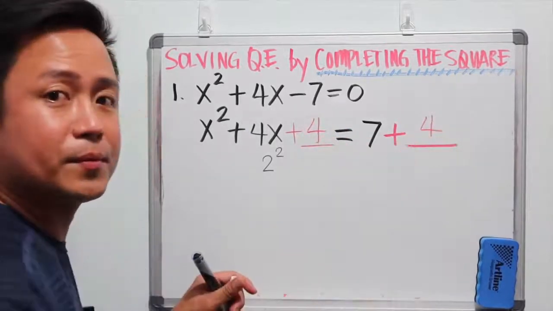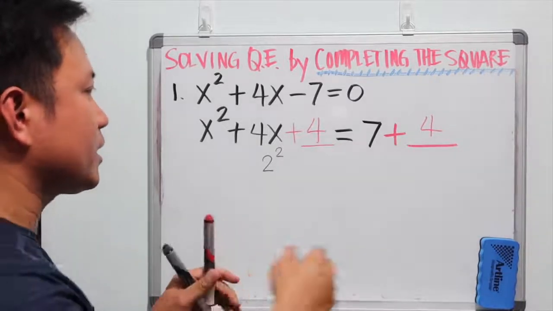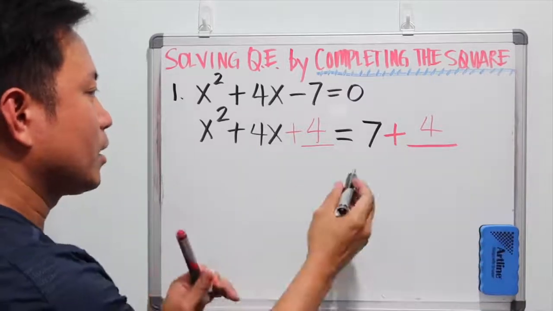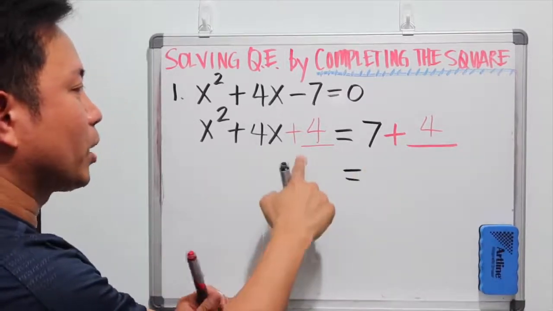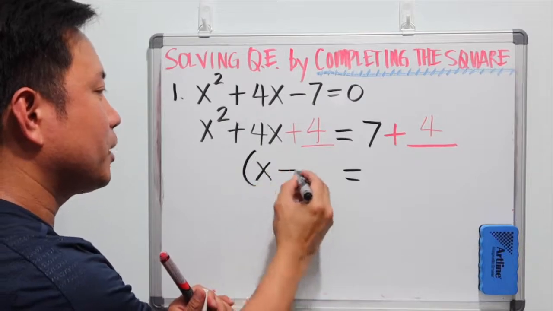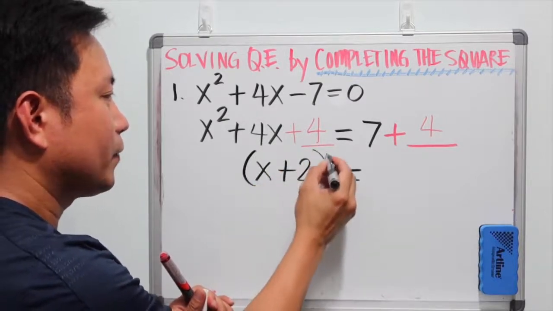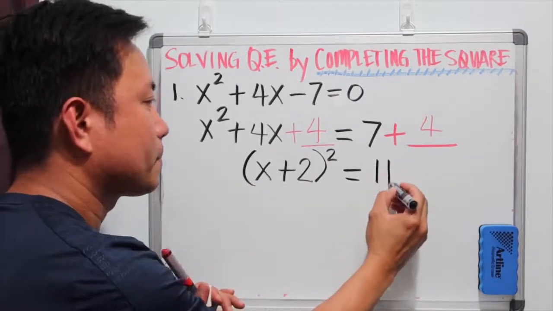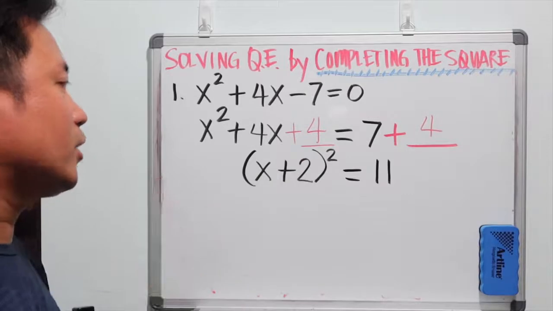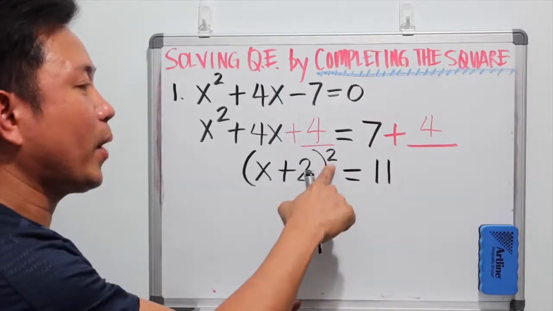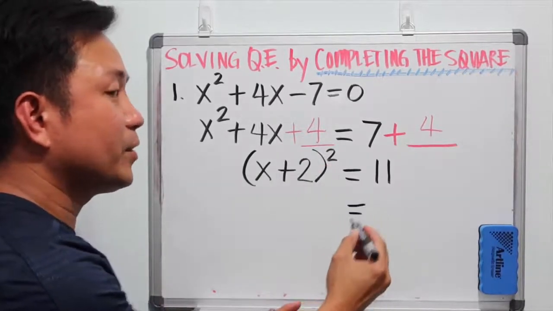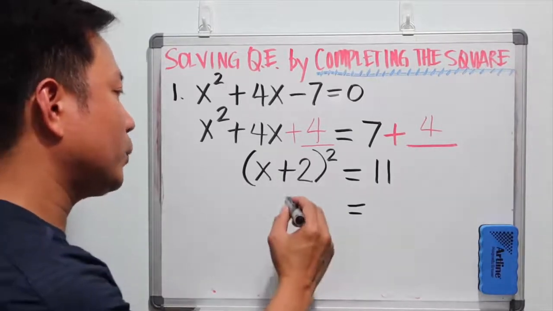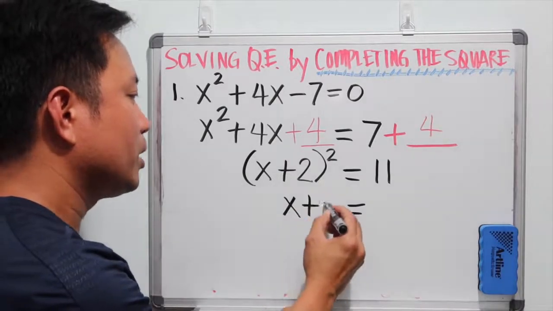Now, since the left side is a perfect square trinomial, x squared plus 4x plus 4 can be factored as x plus 2 to the second power. Right side can be simplified as 11. Doing the inverse operation, since we have here the square, that means we need to get the square root of both sides. So when you get the square root of both sides, we now have x plus 2 is equal to root 11.